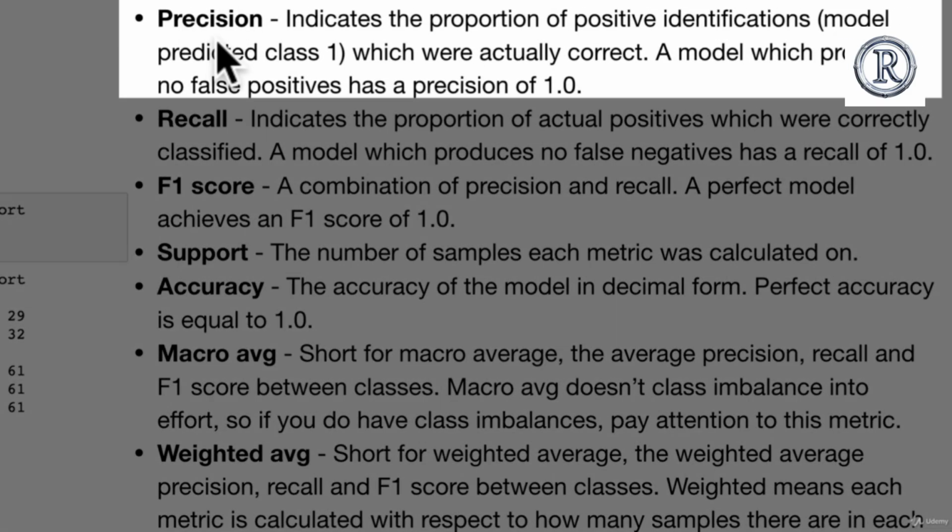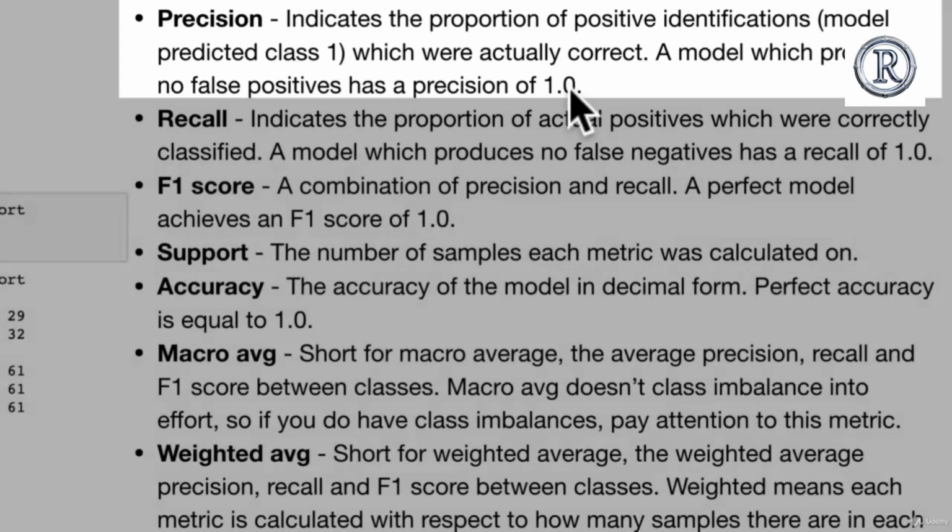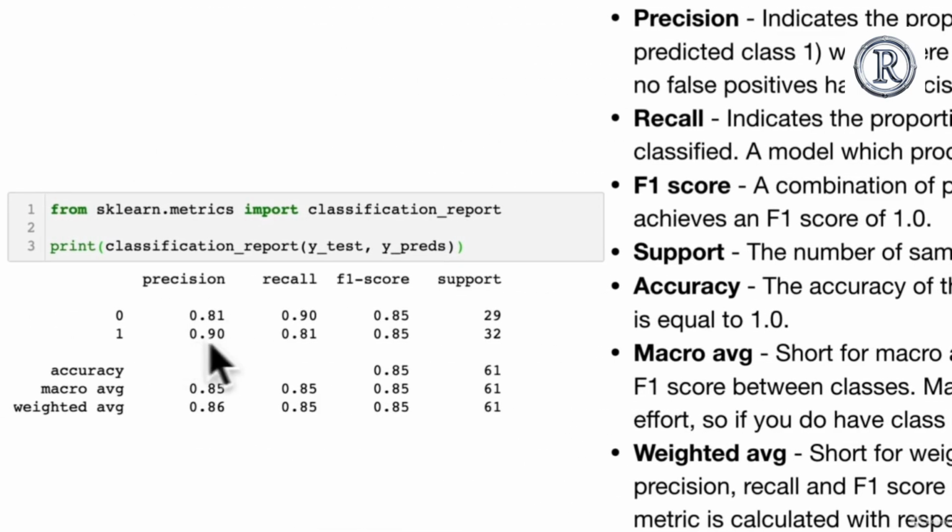So what's precision? Well, precision indicates the proportion of positive identifications, aka the model predicted class 1, which were actually correct. Now, a model which produces no false positives has a precision of 1. So that's where we can see our precision scores. We know that our model hasn't produced no false positives because we've looked at the confusion matrix and we've seen it confused on some examples and predicted them as false positives. So our precision scores are a little bit lower than 1.